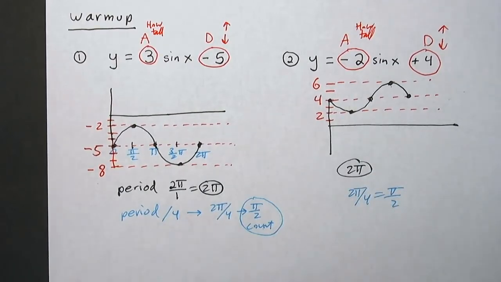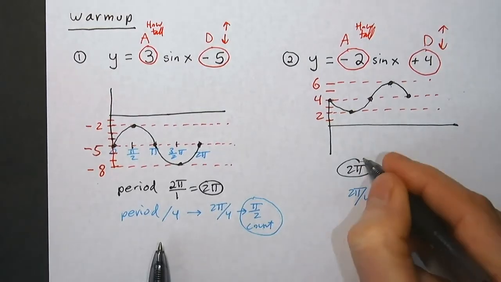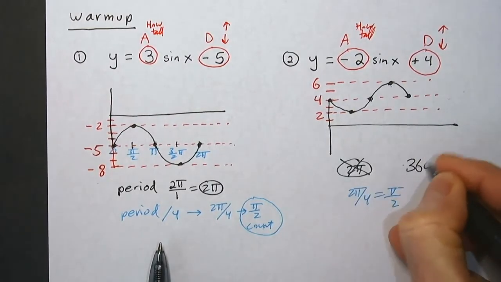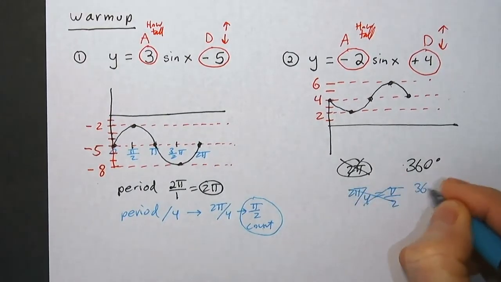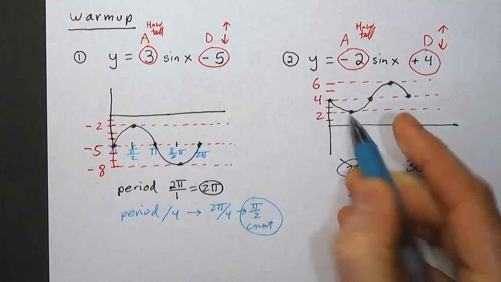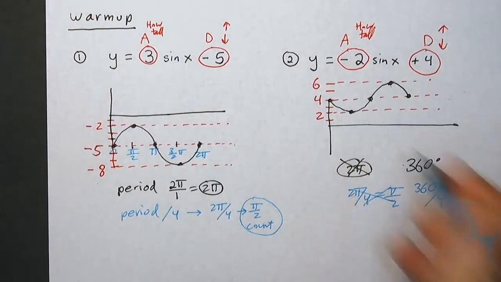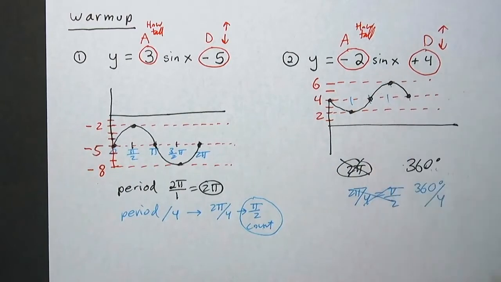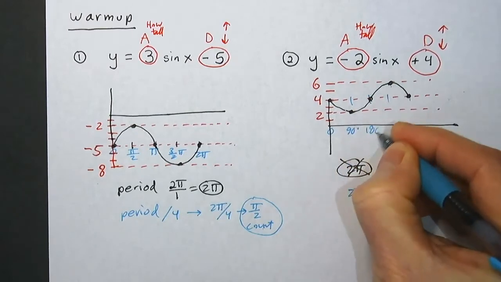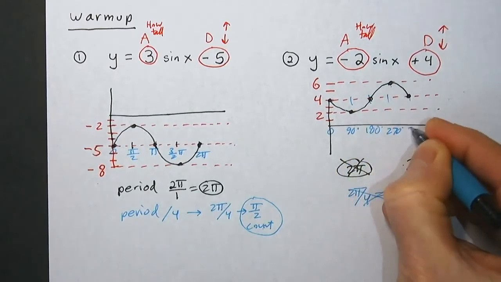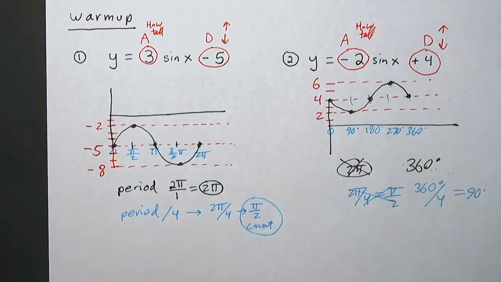If you want to do it in degrees, I'm going to do this one in degrees just for fun. If you don't want to do 2 pi, you can do 360. Cut it into 4 parts. 1, 2, 3, 4. That'd be 90 degrees. And just count by 90s. We'll start at 0, 90 degrees, add 90, add 90, add 90. There's our graph. Okay. And let's do one last warm-up.